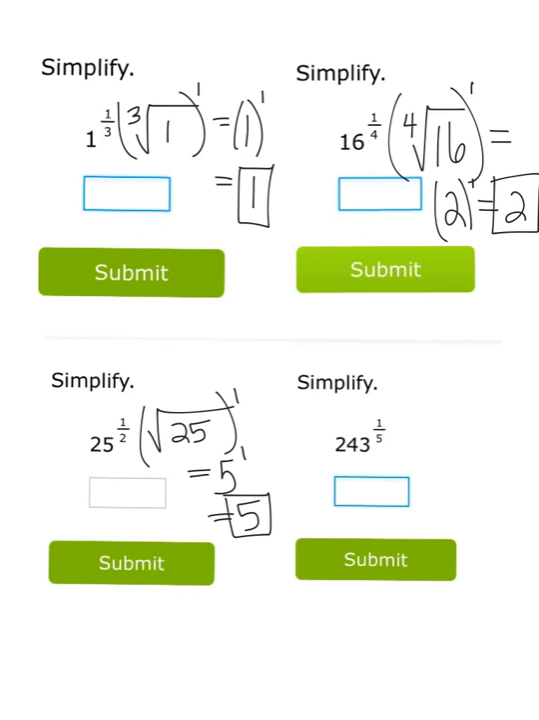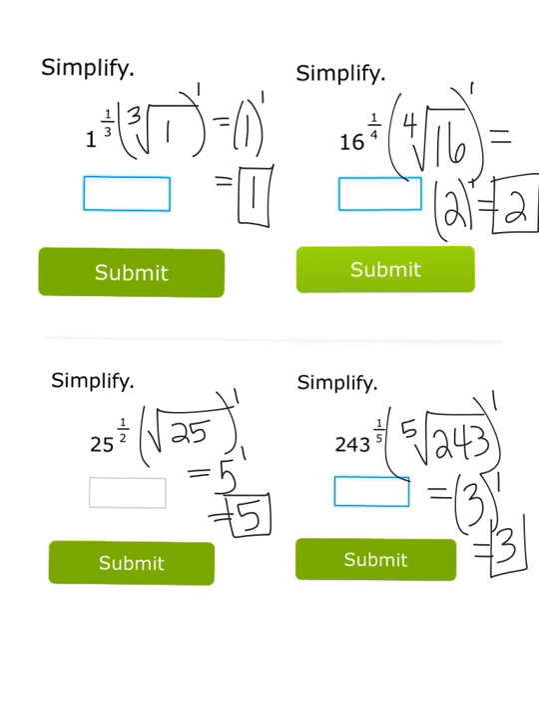All right, last one on this page, I have 243 to the 1/5. So this would be the 5th root of 243 to the first power. All right, so I'd have to figure out, well, what do I multiply by itself 5 times to get 243? And that would be 3. So once again, 3 to the first power is just the same thing as 3.